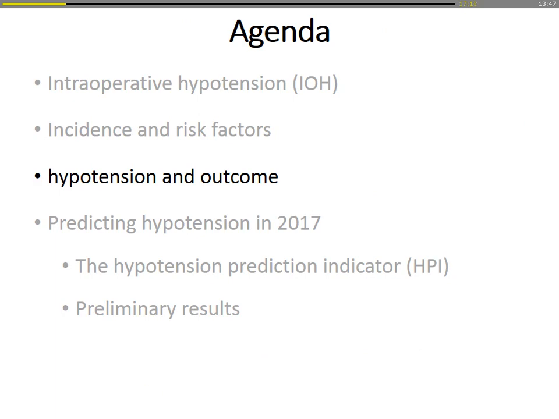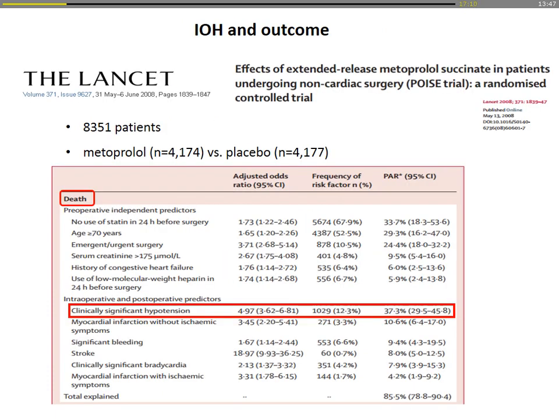There is quite a strong association with that, and I will show you in a minute. This is data from the POISE trial published some years ago. It was about beta-blocking agents, but you see that clinically significant hypotension was an independent risk factor, increasing the odds ratio for mortality by almost 5-fold in that study.